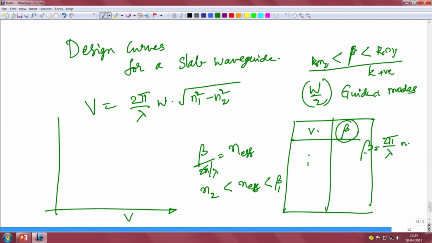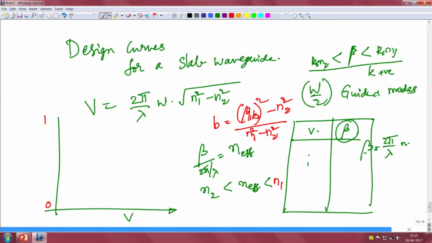So, this effective refractive index of the waveguide lies between the refractive indices of the substrate and the guiding region, and a normalized propagation constant can be defined as B, which is beta by k0 square minus n2 square divided by n1 square minus n2 square. Later we will explore the logic behind the definition. So, if we choose it like this, n effective lies between n2 and n1, and so B will lie between 0 and 1.